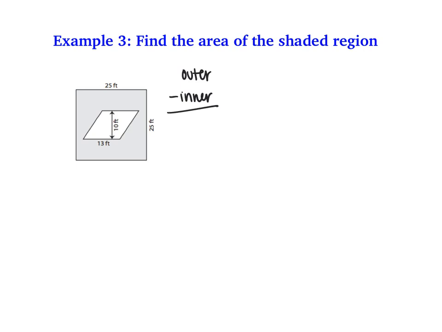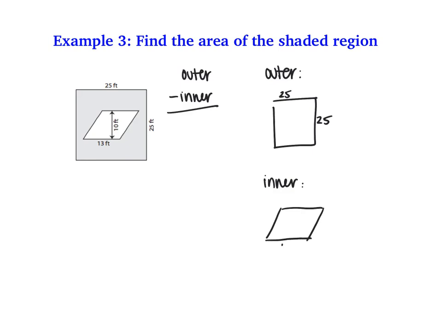So my outer shape here is a square. And that square is 25 by 25. Then my inner shape is a parallelogram, and that has a base of 13 and a height of 10. So the area of a square comes from the side squared, or length times width works, whichever you prefer. So 25 times 25, or 25 squared. And that gives me an area for that outer shape of 625.